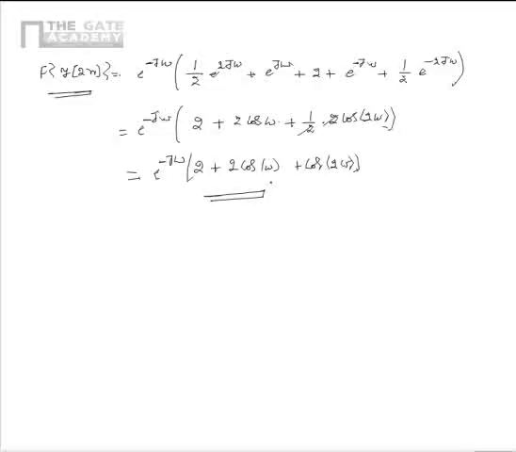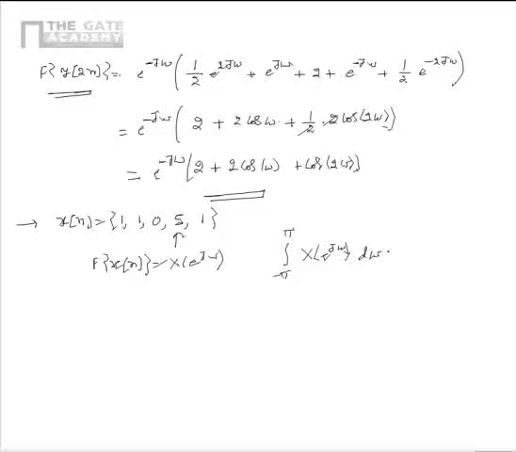Now let us consider another problem, as per which there is a signal x of n given as 1, 1, 0, 5, 1, where the value of 5 corresponds to the instant n equal to 0. It's given that the Fourier transform of x of n is X of e power j omega. We have to find the value of the integral from minus pi to pi of X of e power j omega d omega.